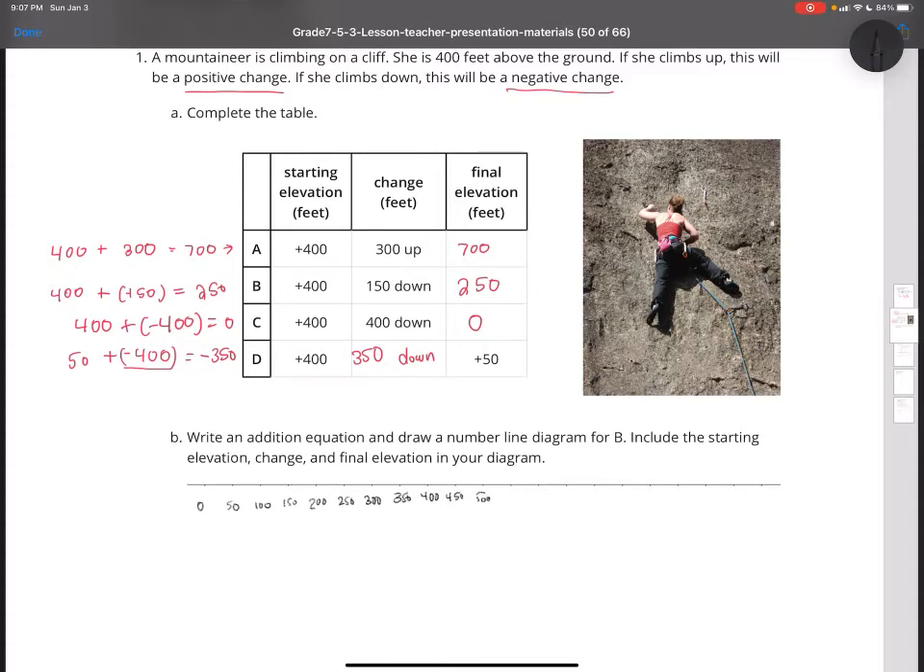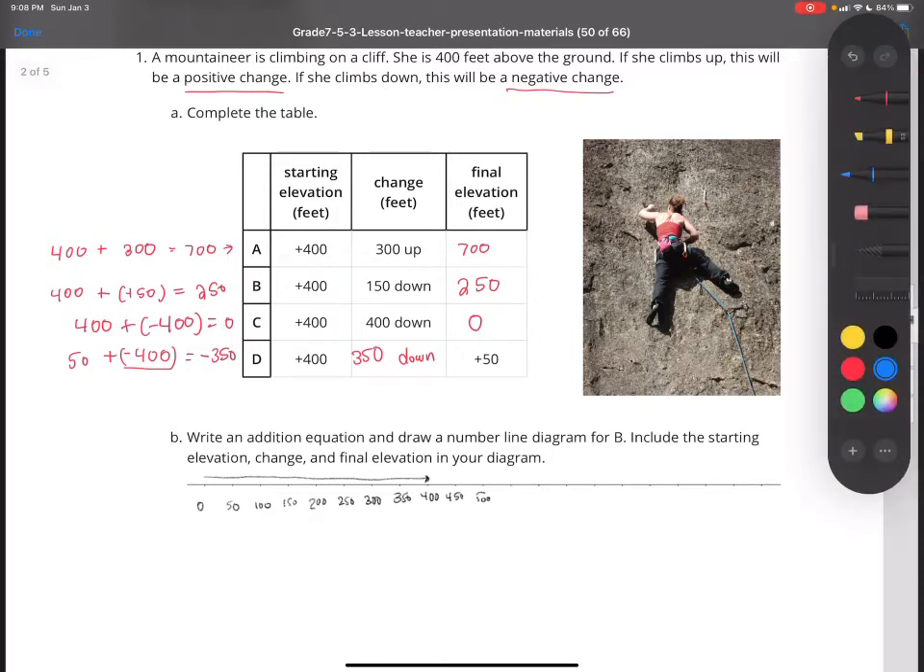Now, not on your assessment, but in your book, you guys may have a better number line than me and way more space. So please take advantage of that. All right. So let's get started with doing this number line. Now for part B, she started off at 400. So we need to draw our arrow going all the way to 400. And then it says she went down 150 feet. So just like I told you guys in the warm-up, we don't want to start back at 100.